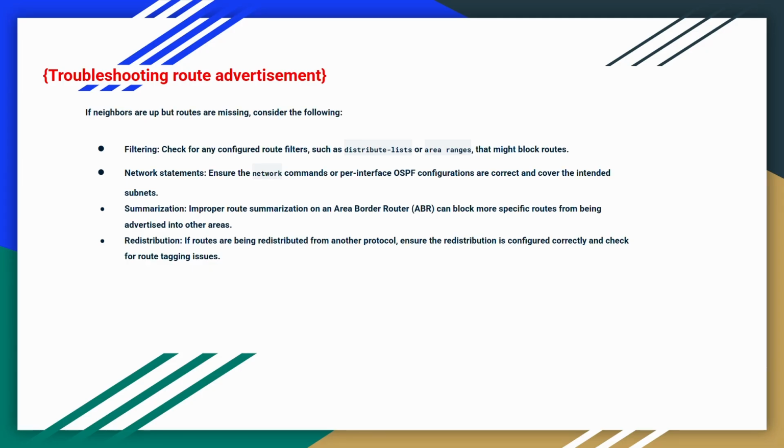Troubleshooting route advertisement. If neighbors are up but routes are missing, consider the following. Filtering: check for any configured route filters, such as distribute lists or area ranges, that might block routes.